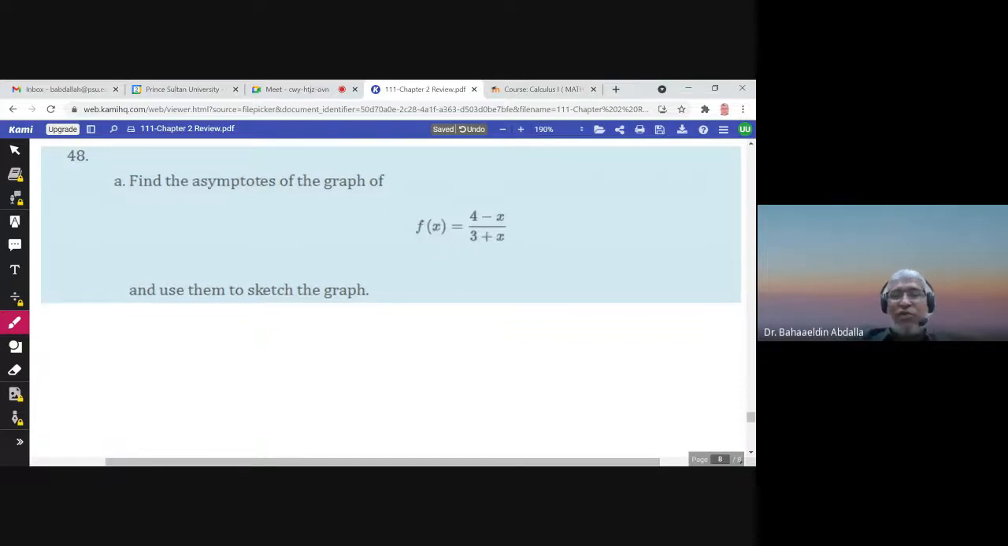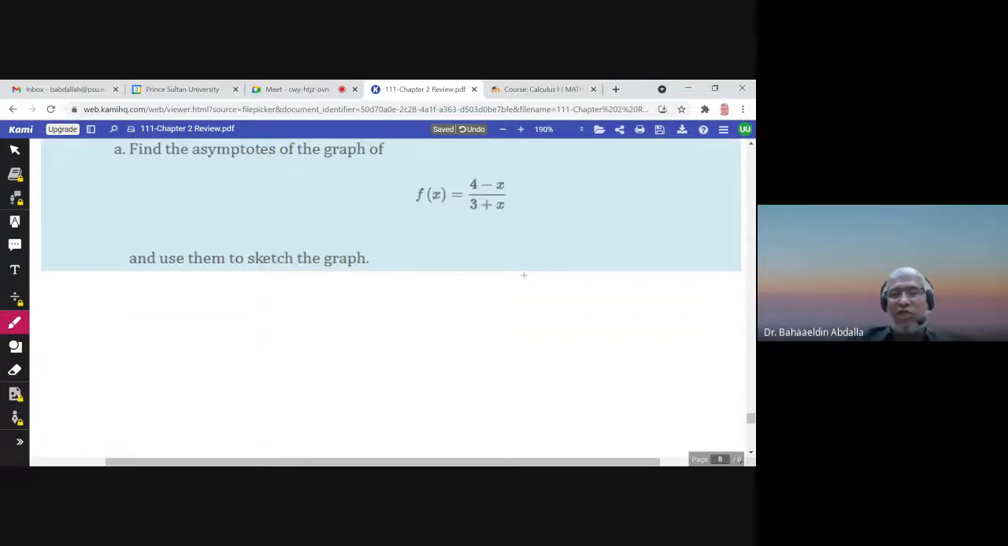Find the asymptotes of this graph and use them to sketch the graph. Well, let us start with the vertical asymptotes. For the vertical asymptote, we said we find limits, infinite limits. We search for infinite limits. Negative 3 makes the denominator 0. So it's a candidate for a vertical asymptote. So let us find the limit of this function when x approaches negative 3 from the right.